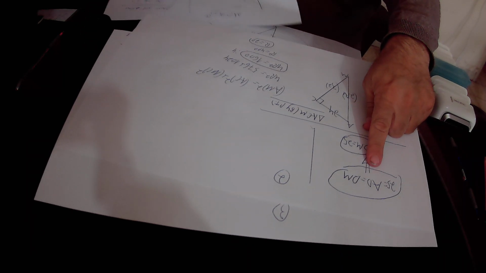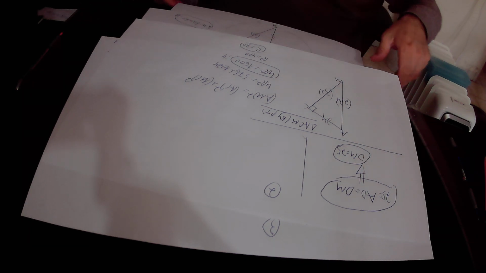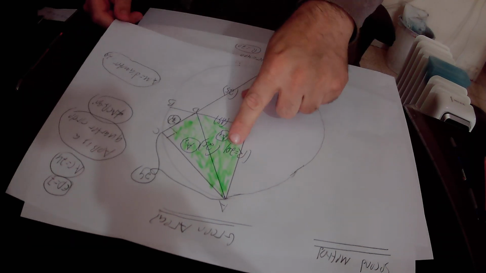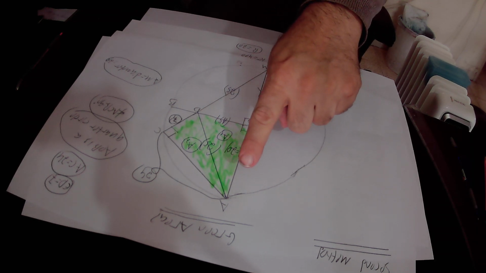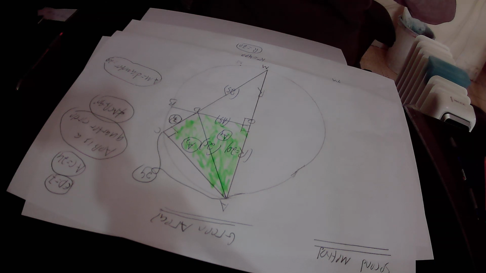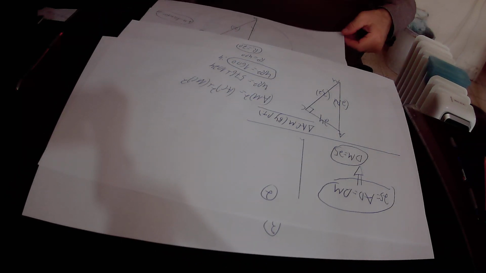AD equals DM according to the rule that corresponding sides in congruent triangles are equal to each other. Those two right triangles can go into each other, therefore the corresponding sides AD and DM must also be equal to each other. Therefore AD equals DM, but AD is 25.